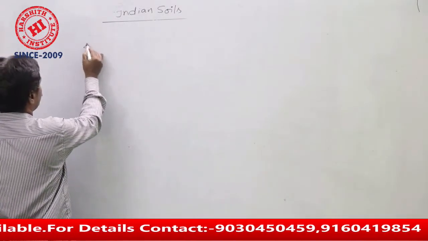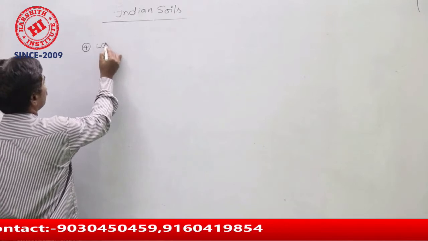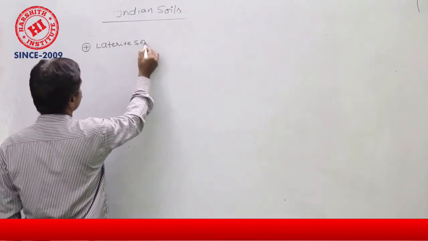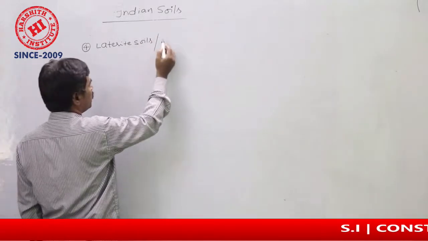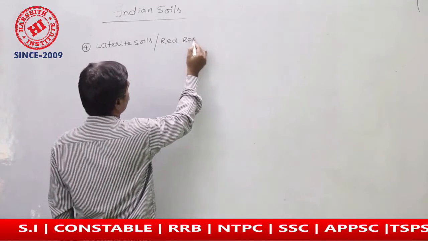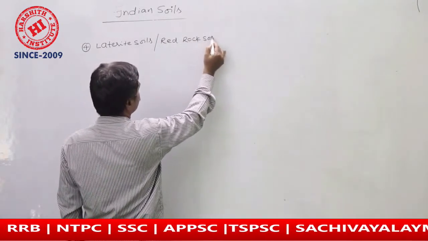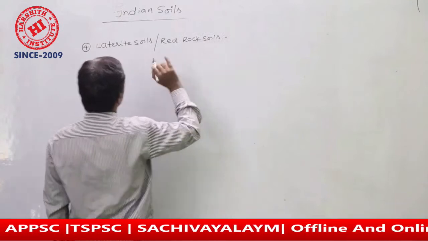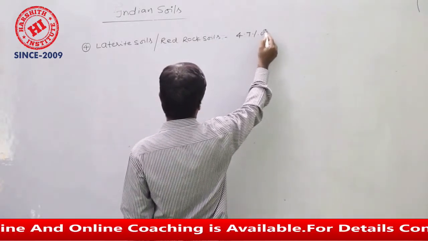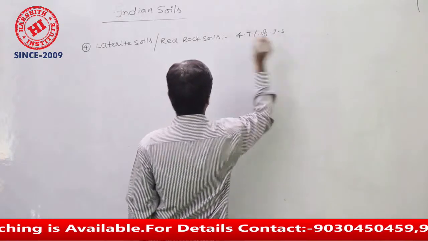Right. Fourth group of the soil, laterite soils. It's another name, red rock soils. These soils occupy 4.7% of the total Indian soils.